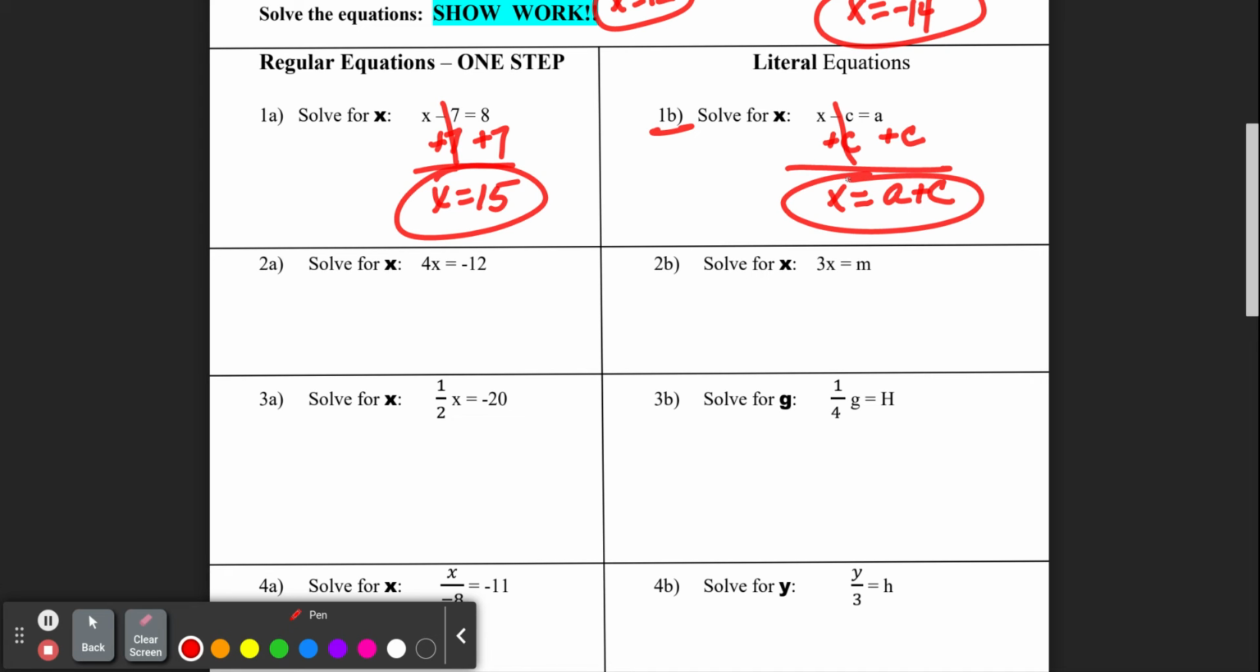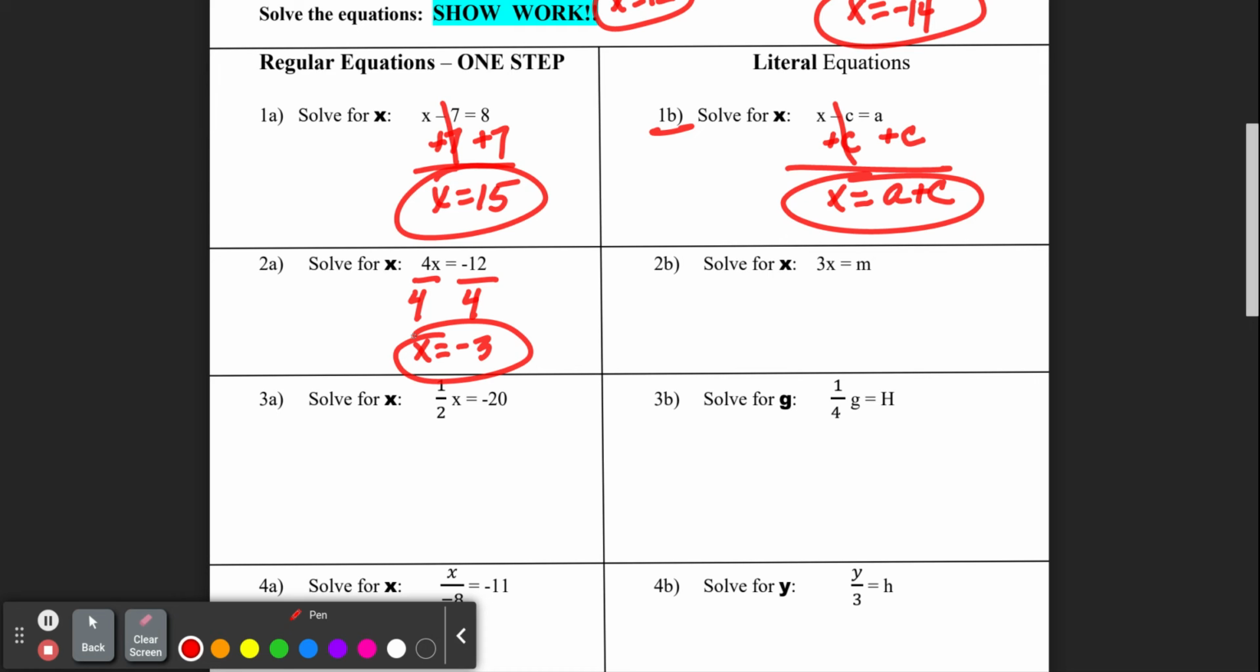All right, let's look at 2a. Now in this one, this is 4 times x. So to get rid of that 4 with the x, the inverse of multiplication is division. So whatever you do to one side, you need to also do to the other. And negative 12 divided by 4 is negative 3.